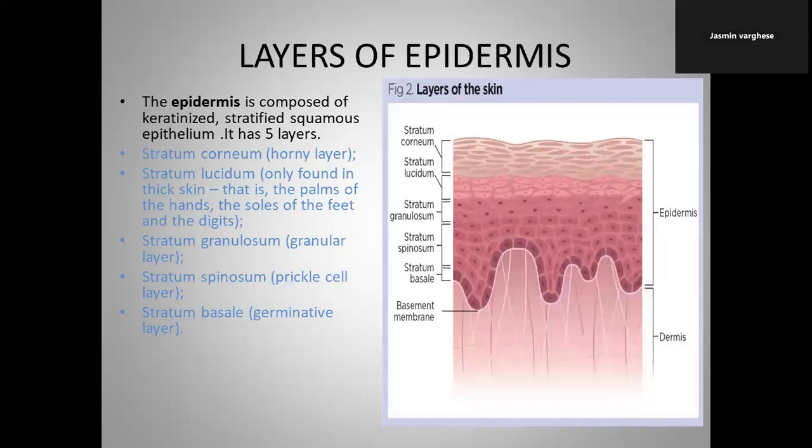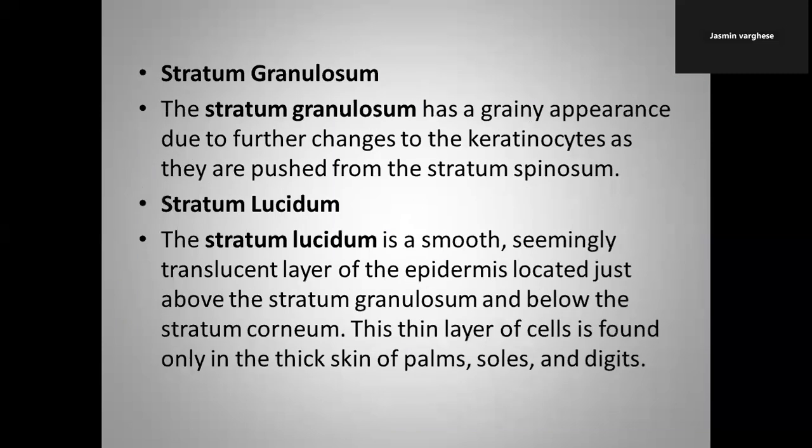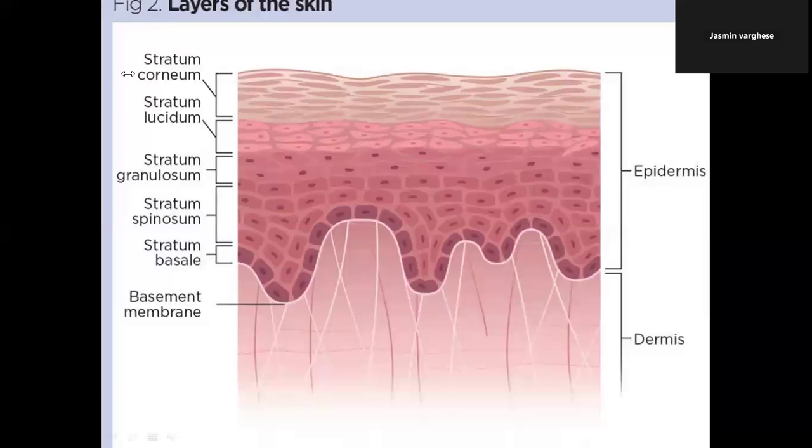Again, I'll go to the image. Stratum corneum, then in the middle stratum lucidum, then stratum granulosum, then stratum spinosum, then the last layer of your epidermis is stratum basale. So in this image, you can clearly see the upper layer of your epidermis is stratum corneum. This will just peel off or shed every 4 weeks.